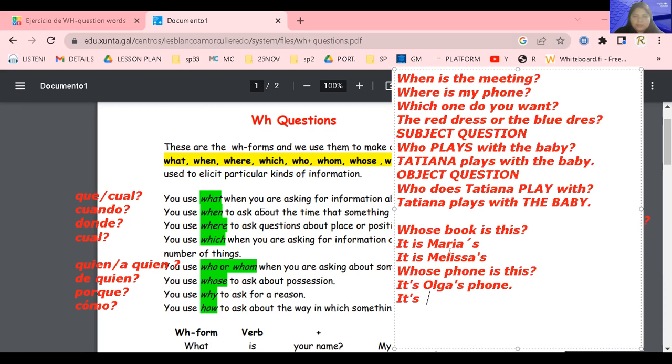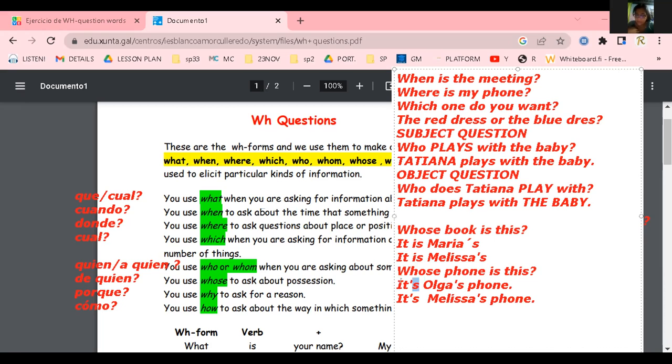It's Olga's phone. It's Melissa's phone. Es el teléfono de Melissa. Sí, dime, Melissa. Cuando se agrega la tilde y la S, por ejemplo, en plural. Cuando agregamos este apóstrofe y esta S, nosotros nos referimos a posesión. En este caso, ¿verdad?